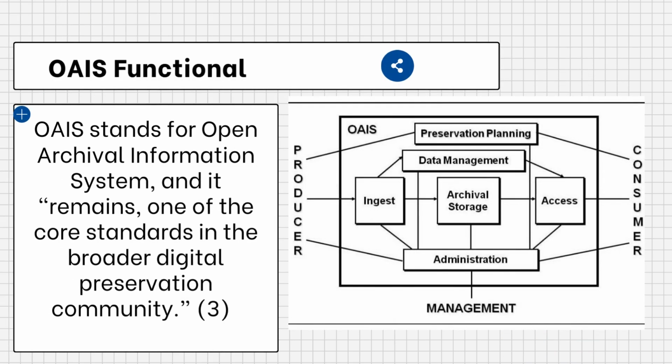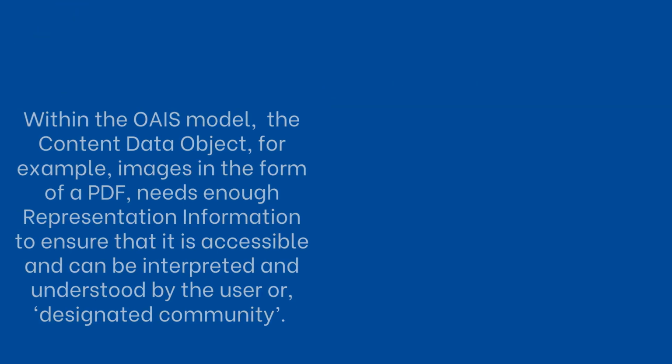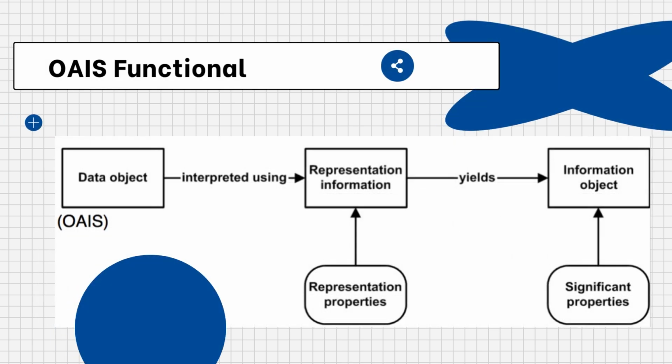OAIS stands for Open Archival Information System, and it remains one of the core standards in the broader digital preservation community. Within the OAIS model, the content data object, for example, images in the form of a PDF, needs enough representation information to ensure that it is accessible and can be interpreted and understood by the user or the designated community. You can see here that the data object is interpreted using the representation information that accompanies it, along with the representation properties. This together yields the information object.